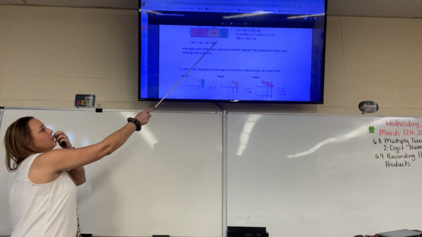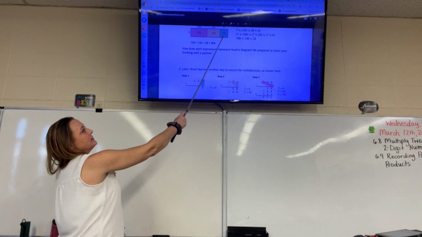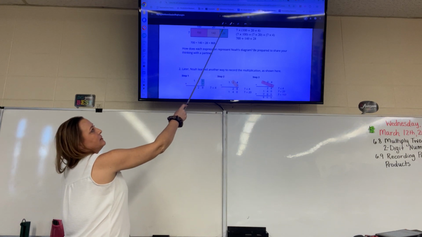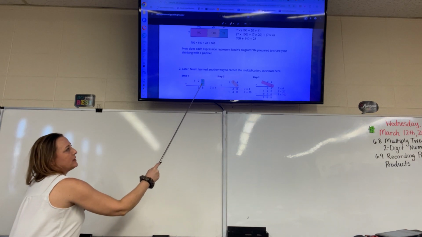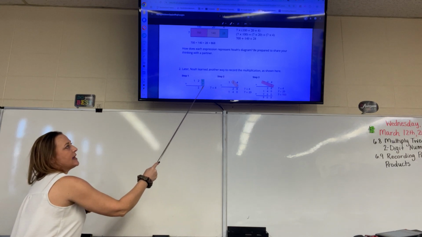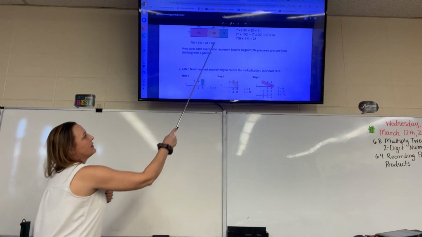Okay, so what 2 numbers did he multiply together for this box? 7 times 4. So look right here. What's in green? 7 times 4. What's the answer to that? 28. Not 8, 28. Okay.